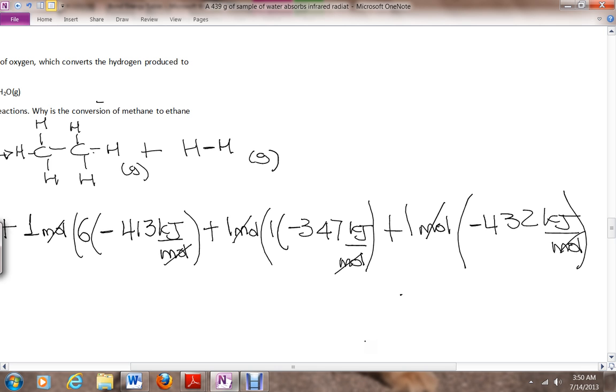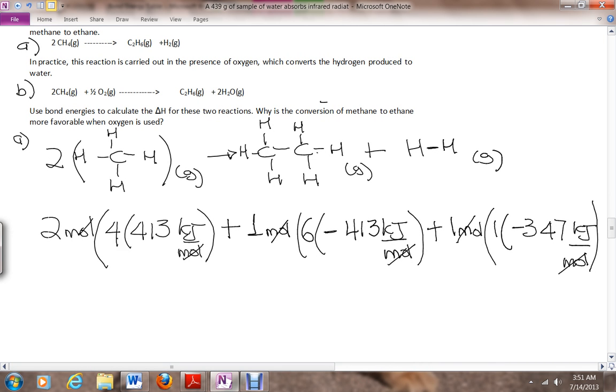So do your adding and subtracting, okay? So it's gonna be 3,304, which is 8 by 4, okay, 2 by 4, 8, yeah, it should be right. Kilojoules, right? Plus, and this is gonna be a negative because it's 1 by 6 by minus. So it's gonna be minus 2,478 kilojoules.